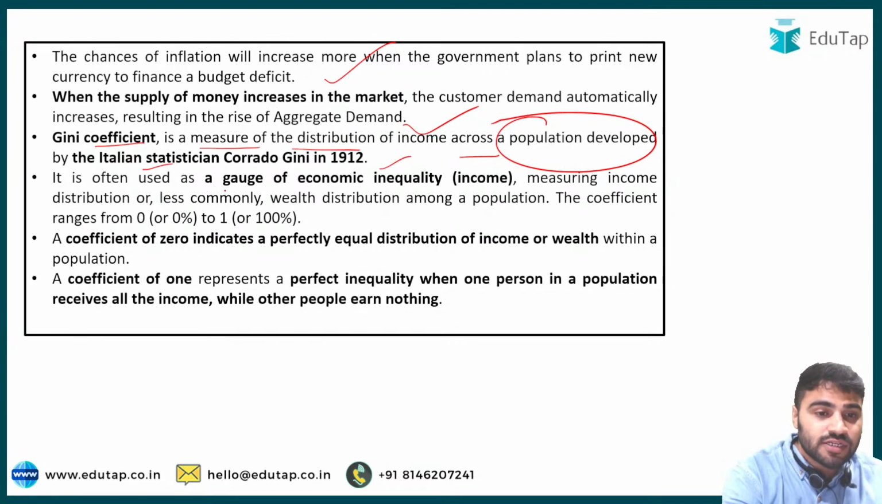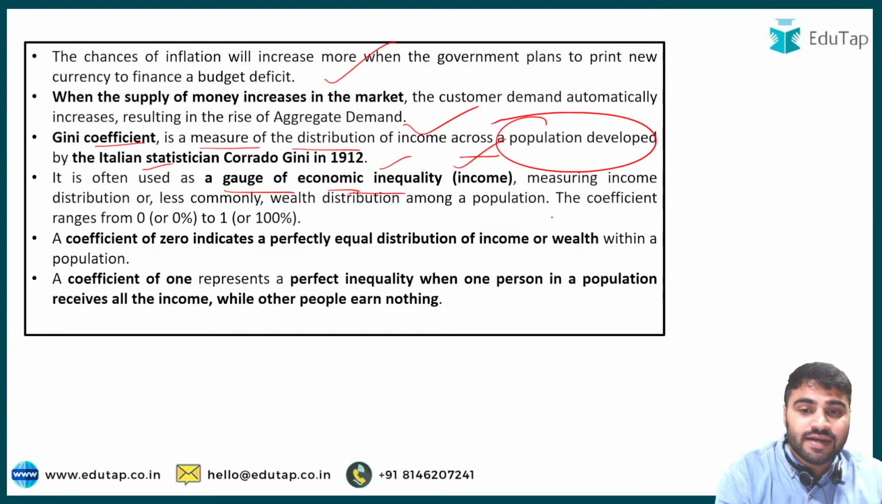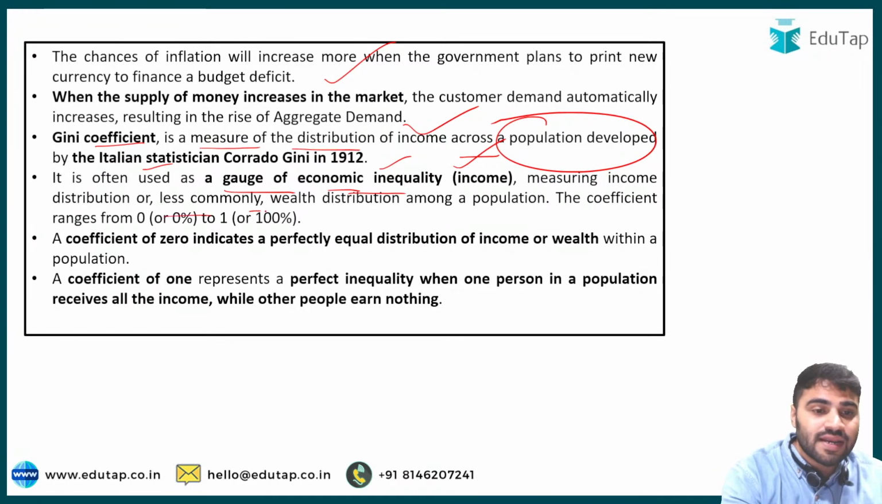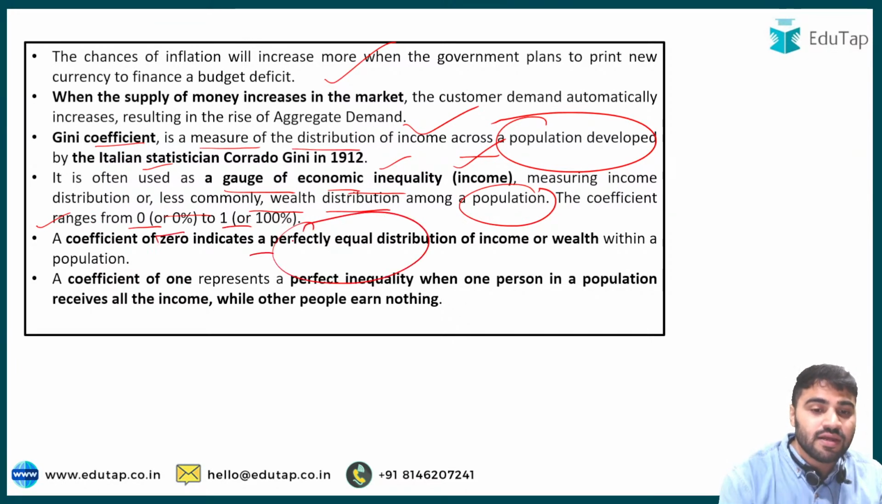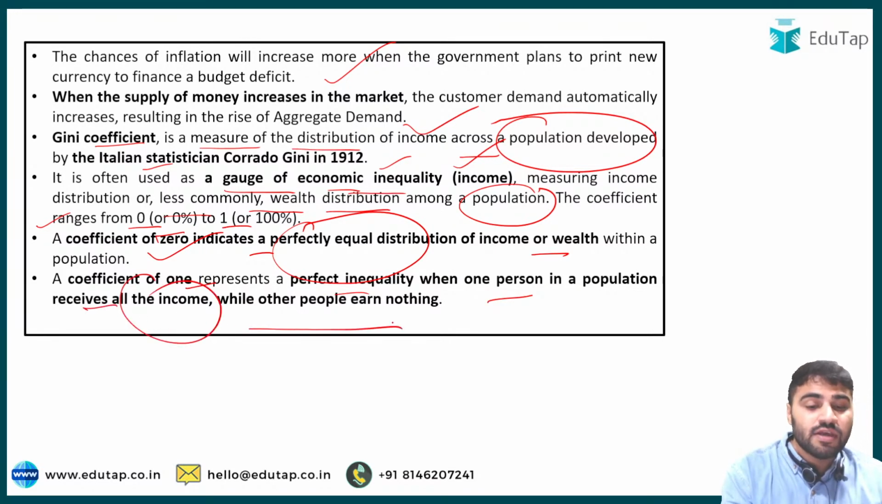So it is often used as gauge of economic inequality, measuring income distribution or less commonly wealth distribution among a population. The coefficient ranges from 0 to 1. So a coefficient of 0 indicates a perfect equal distribution of income or wealth within a population. A coefficient of 1 represents a perfect inequality, when one person in a population receives all the income while other people earn nothing.